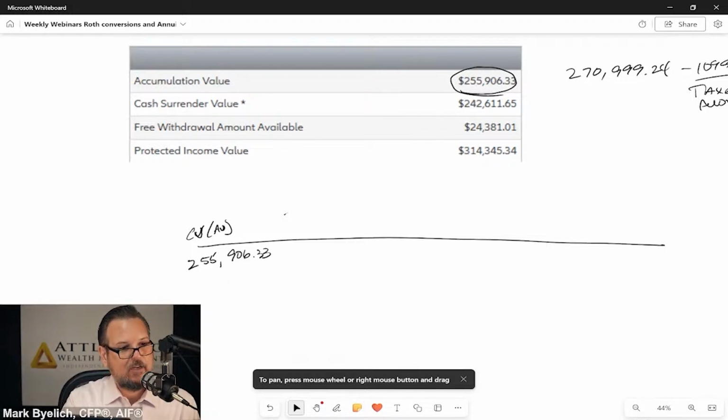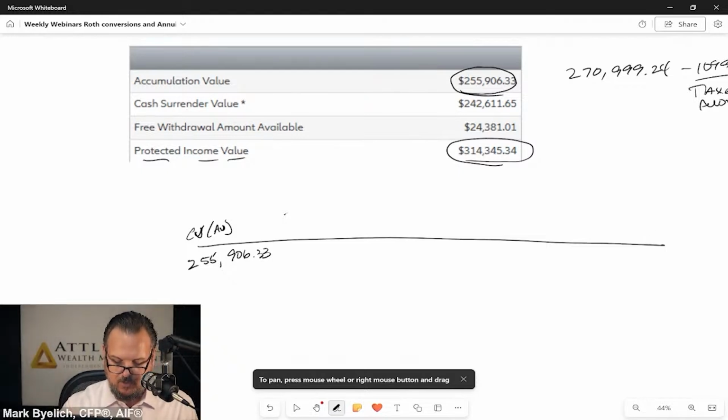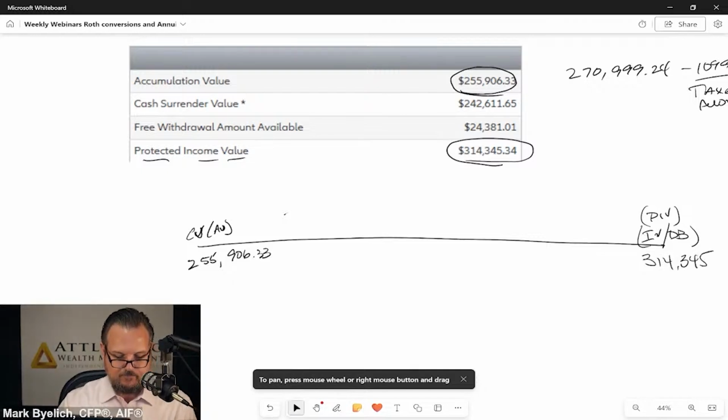In this case, they call this future income value or income value. This company calls it protected income value. That protected income value, the contractually guaranteed protected income value, will be for future income withdrawals or death benefits. So we're going to call this income value and even death benefit. And in this case, they call it a PIV, protected income value. That is at $314,345.